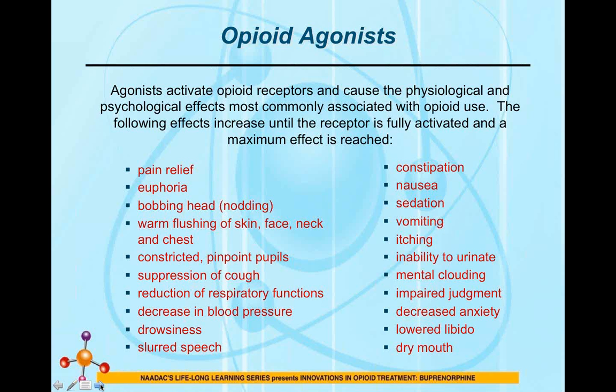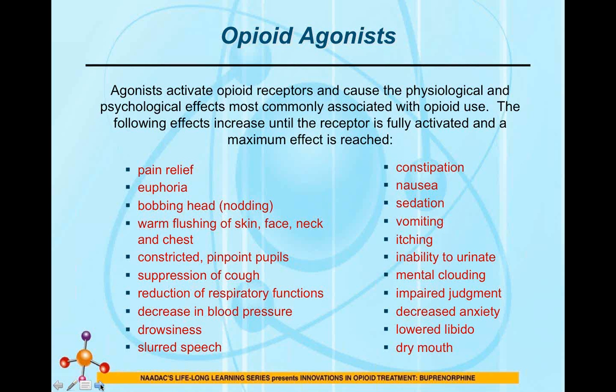So think about that person out there taking heroin or OxyContin, for example. It's not surprising that they would have pain relief and euphoria and that bobbing head, also called nodding, and the warm flushing of the skin and the face and the neck and the chest, and then those iconic constricted pinpoint pupils. Those are really obvious for an individual who has taken an opioid agonist. So that's a whole list of all the effects that naturally occur for anyone who takes an opioid agonist.